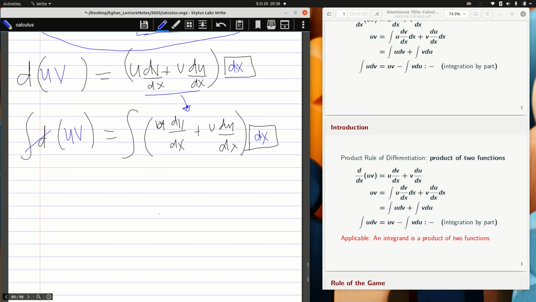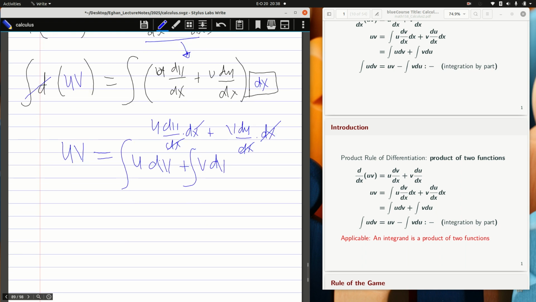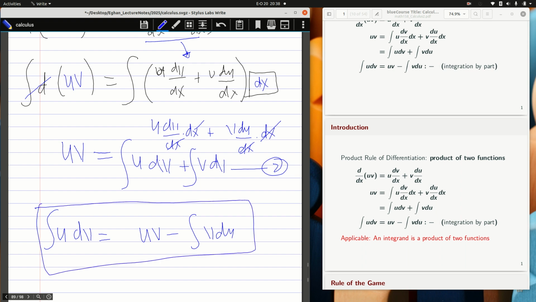I'm going to get uv is equal to, this is a sum and difference rule, so I can have it as integral of u dv/dx multiplying dx plus integral of v du/dx multiplying dx. What do you see? The dx goes away, and so I have u dv plus v du, all under the integral sign, and that is it. But from equation 2, we want to make the integral of u dv the subject. Making that the subject, I'm going to have uv minus the integral of v du. That is from equation 2, by making this the subject.